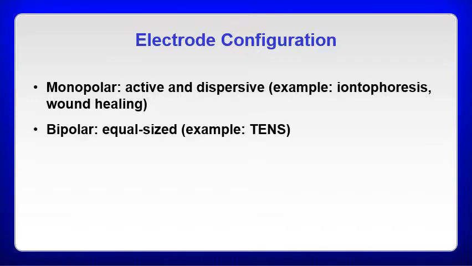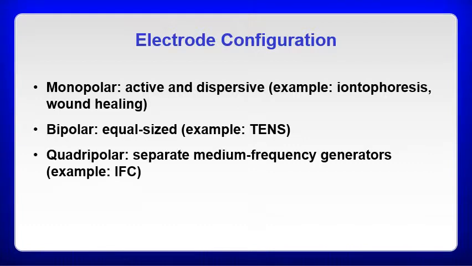For bipolar, you're just going to use equal size electrodes. An example of that is, again, biphasic TENS. You will use equal size electrodes. It doesn't matter where the positive and negative leads go. Quadrupolar, you'll use a medium frequency generator for. In that case, you see quadrupolar with IFC. You're actually going to use 4 pads, and there's a specific setup for the 4 pads. You have to make sure that the 2 channels cross each other to create an effect with IFC, and we'll talk about that more in the clinical application.